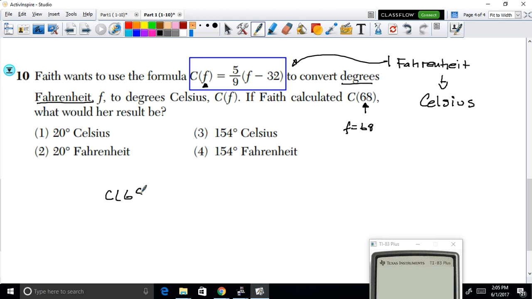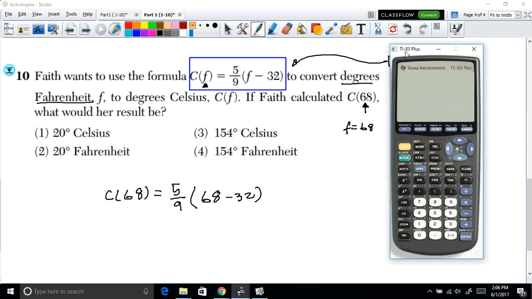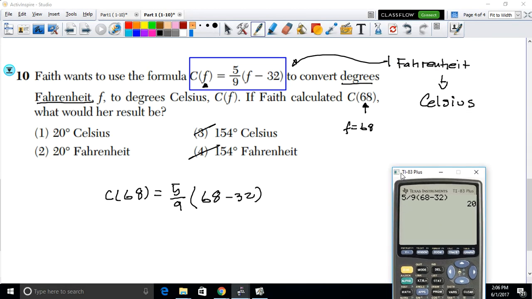C of 68 is equal to 5 over 9 times, and here F is 68, so this becomes 68 minus 32. Let's just plug it into the calculator: 5 over 9, parenthesis, 68 minus 32. All right, so we get 20. So at least we know it's not 154. It is 20.